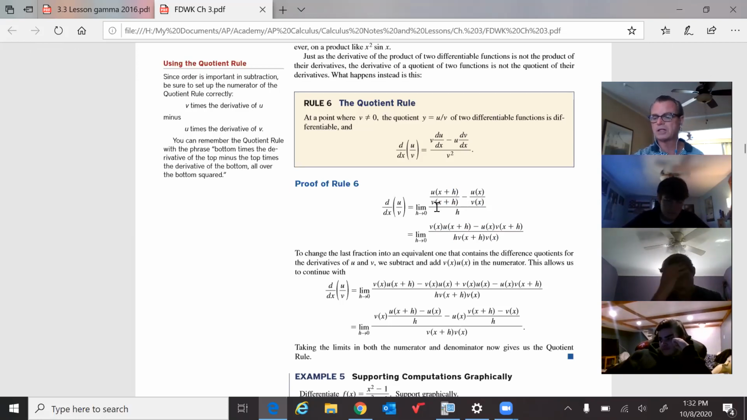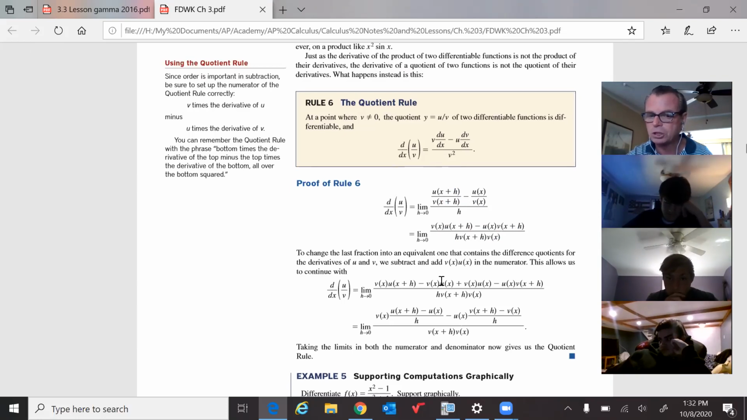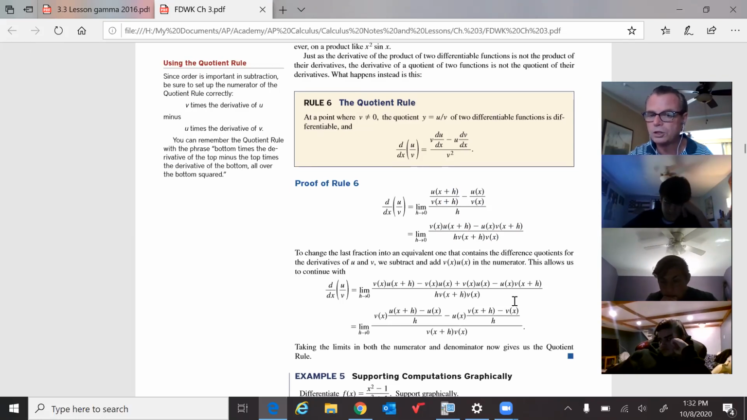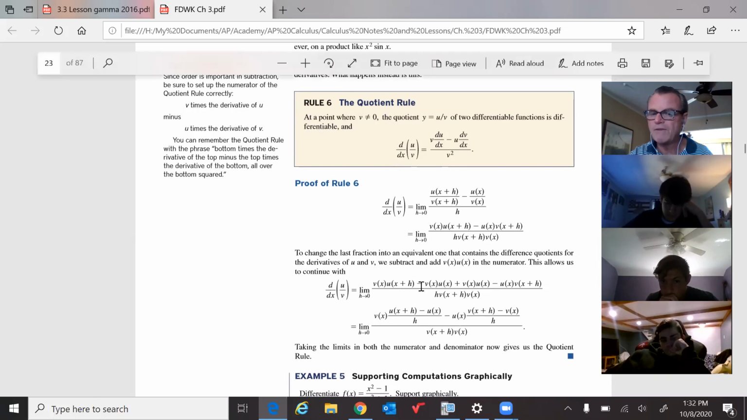You should be able to follow this. This is not something you're accountable for, but it goes to the depth of your understanding. And then we go down here. Here's the exact same technique that you saw on Tuesday. They inserted 0, negative v of x times u of x plus positive v of x times u of x. And the reason they inserted 0 in there was to help them when they grouped the terms.